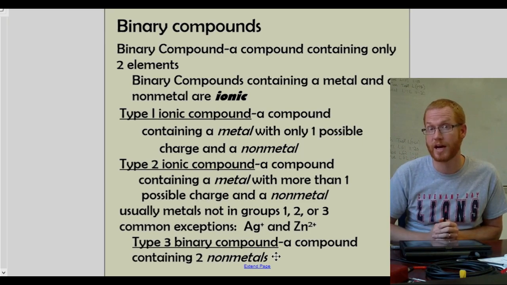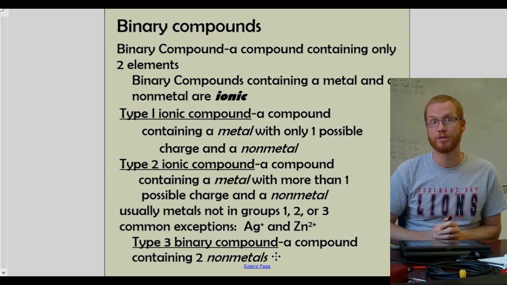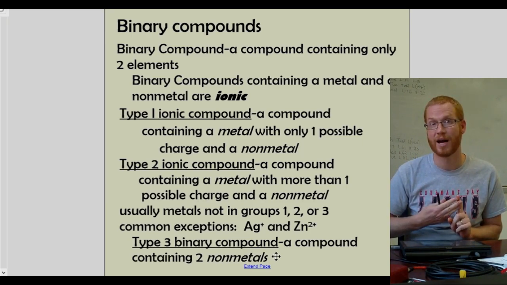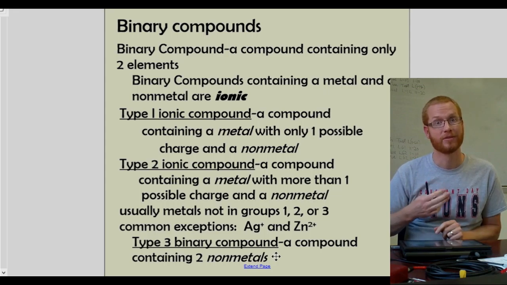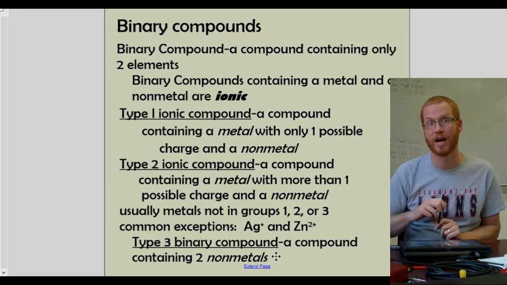The first thing you have to be able to do when naming compounds or writing formulas of compounds is determine what type of compound you're going to have, because different types have different systems and different rules for naming them. So you have to be able to figure out which type of compound you're dealing with.